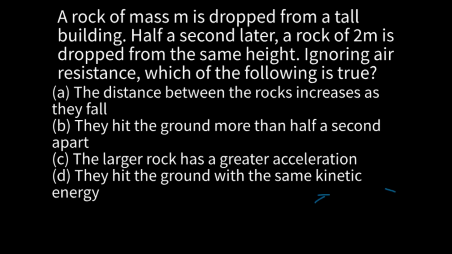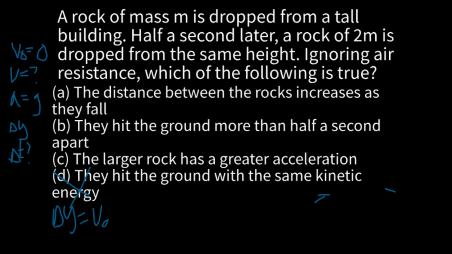Alright, so we know that both rocks have an initial velocity of 0. We do not know the final velocity. We know they have an acceleration due to gravity. We know they have the same change in y, and we're looking for a change in t. So we want an equation with no final velocity. Hopefully you know which one that is. Change in y equals our initial velocity times time plus 1/2 our acceleration times our time squared. Initial velocity is 0. And in that equation we see nothing to do with mass. Our other variables are the same.